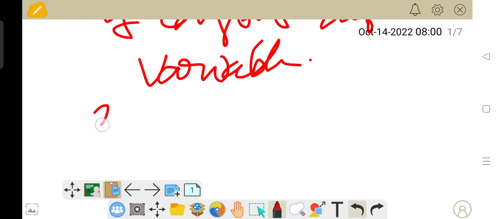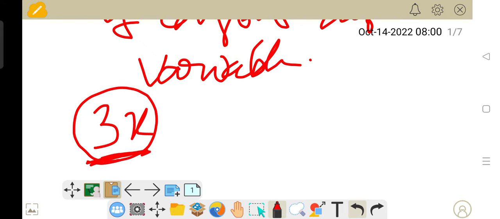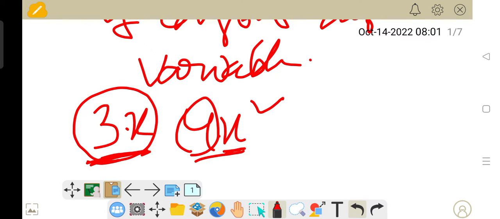For example, 3 into x. This is the combination of constant and variable, not with anything in between 3 and x. If we put plus or minus in between 3 and x, it is a combination of two terms. Only in the case of multiplication, the combination of constant and variable is called a term, like 3 into x. For example, 4x square will be called 4 into x square. The combination of constant and variable is called a term.